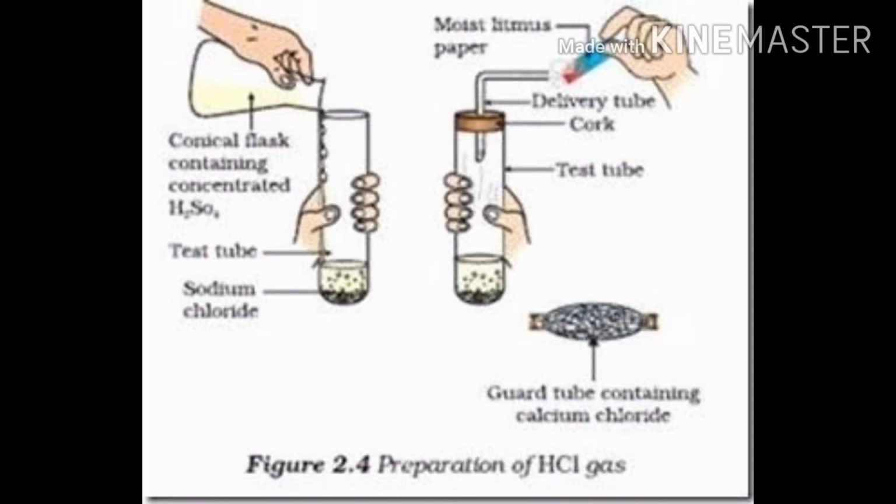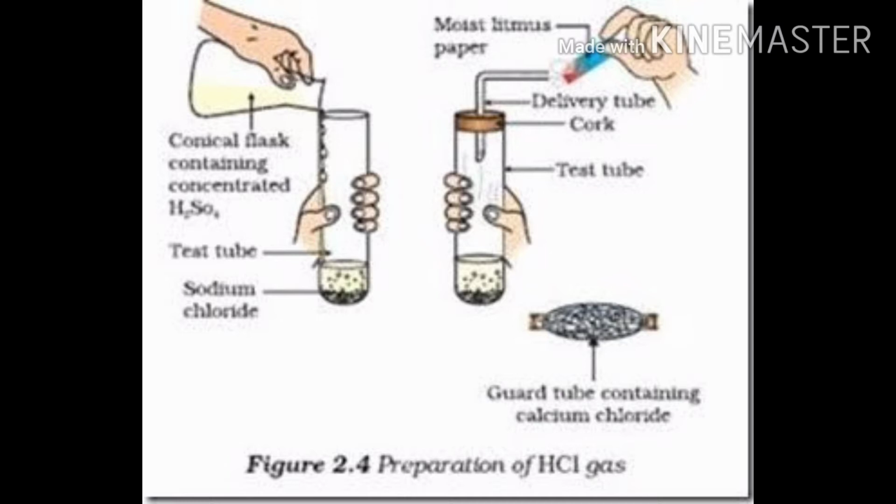In this activity, 1 gram of sodium chloride is taken in a clean dry test tube and some dilute sulfuric acid is added to it. Then a gas is evolved from the mixture in the test tube through a delivery tube which is fixed at the mouth of the test tube using a rubber cork. If the climate is very humid, we can pass the gas through a guard tube, a drying tube containing calcium chloride, to dry the gas. Calcium chloride will absorb the moisture content present in the gas.